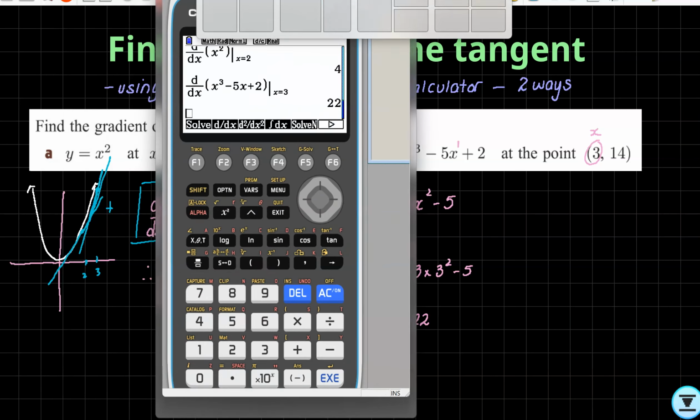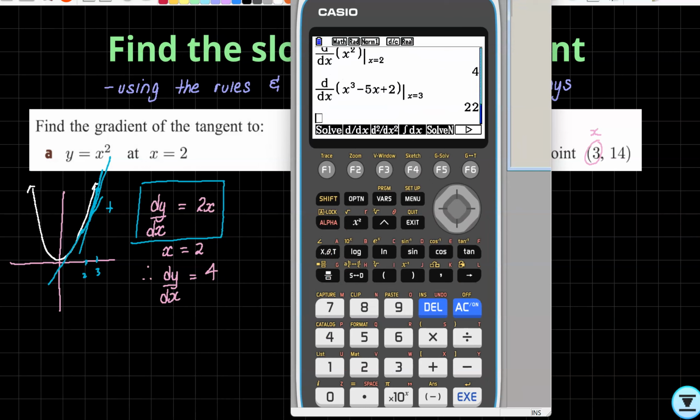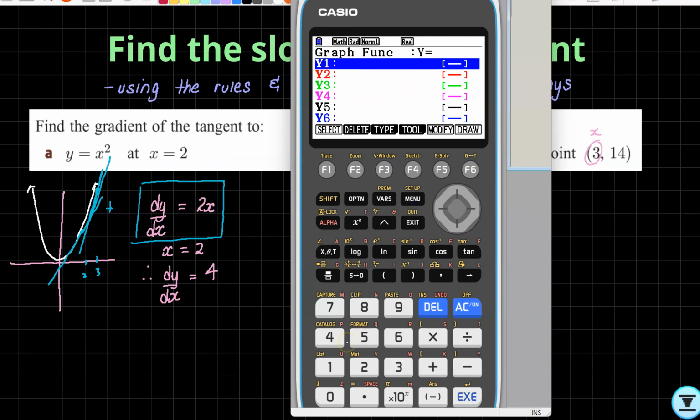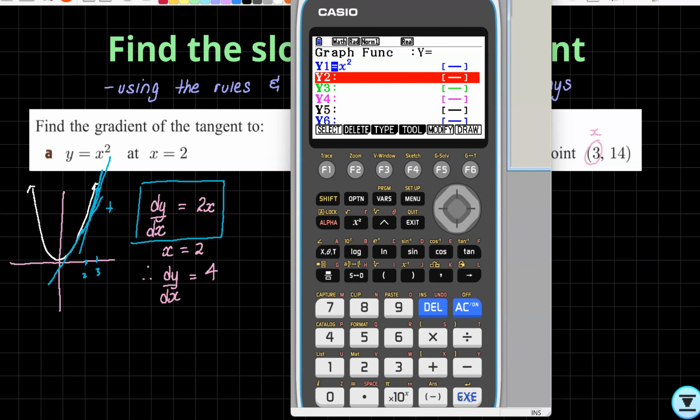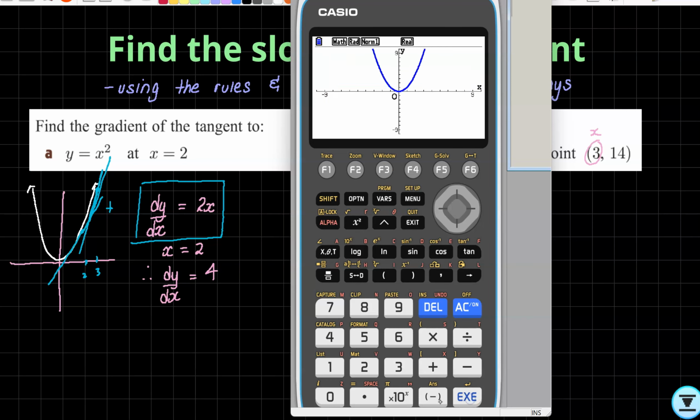Okay, while we're here and we've got our graphics calculator out, let's just show you the second way to use your graphics calculator. Let's go into our graphing mode. I'm going to pop in our function x squared. Before I graph, let's just have our standard. There we go, looks good.